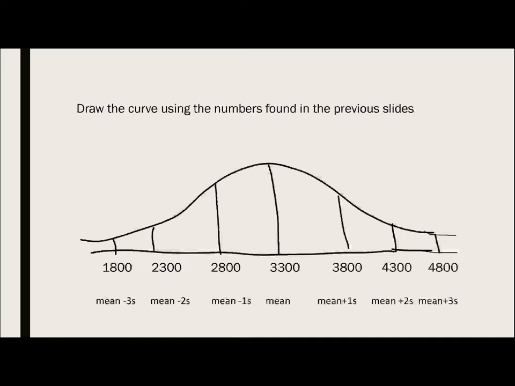Draw the curve using the numbers in the previous slides. So we see 3,300 is the mean, it's in the middle. To get the next values, you subtract 500 going to the left, go back to the middle, 3,300, add 500 to go to the right. Okay, we're adding and subtracting 500 because that is the standard deviation. For example, in the middle, 3,300 plus 500 is 3,800. You keep adding and subtracting going left or right. Subtract to go left, add to go right.